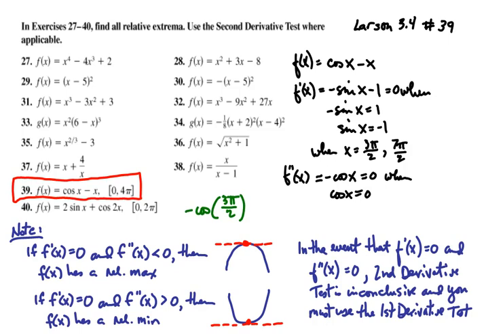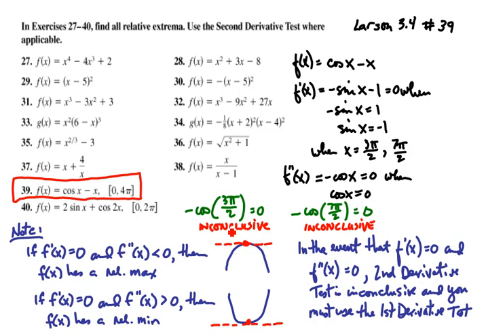So cosine of 3 pi over 2 is 0. So negative cosine 3 pi over 2 is also 0. So the second derivative test is inconclusive there. Let's do 7 pi over 2. 7 pi over 2, we're going to have the same exact problem. So in both cases, the second derivative test is inconclusive, and what we'll have to do is go back to the first derivative test.